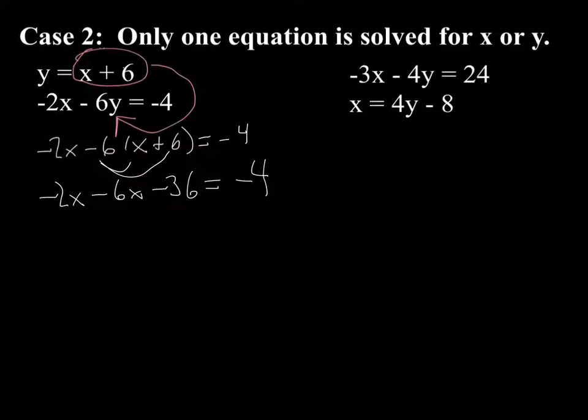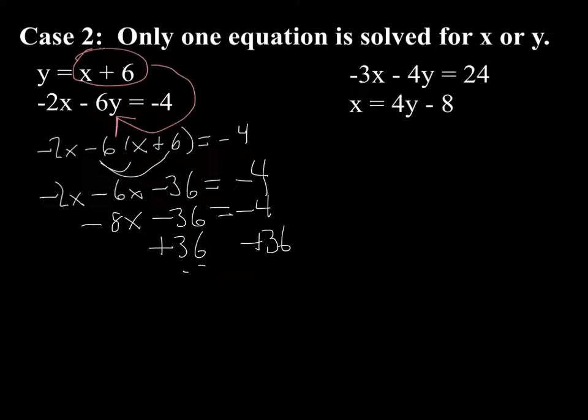Now we continue to solve by combining like terms. These first two terms combine to give me negative 8x minus 36 is equal to negative 4. Then I would add the constant to the other side, which gives me negative 8x is equal to a positive 32. Then we divide both sides by negative 8, which gives us x is equal to negative 4.